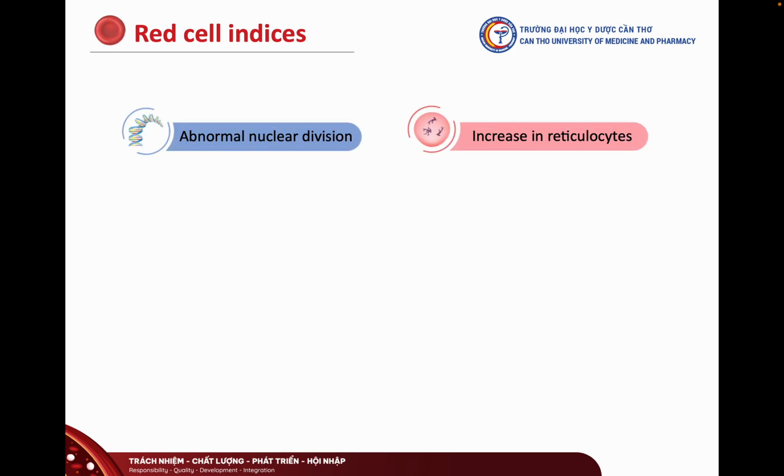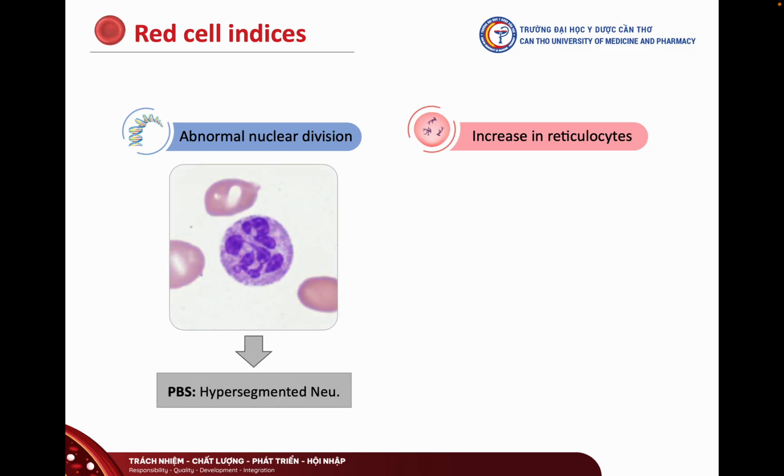To figure out why the red cells are large, we don't just rely on the CBC test. We need two more tests: a peripheral blood smear and a reticulocyte count. Let's start with the smear first. If we suspect a problem with nuclear division, like vitamin B12 or folate deficiency, we look for the classic sign, the hypersegmented neutrophil. You can see it here, more than 5 lobes in the nucleus.